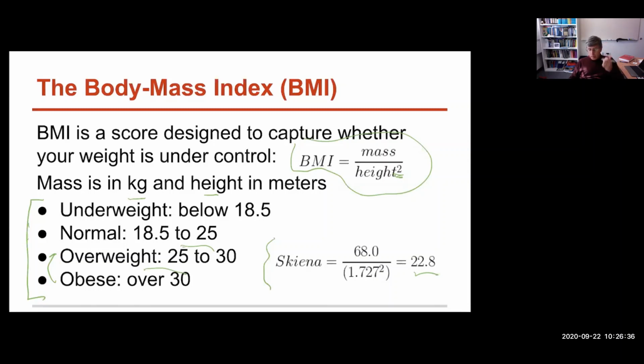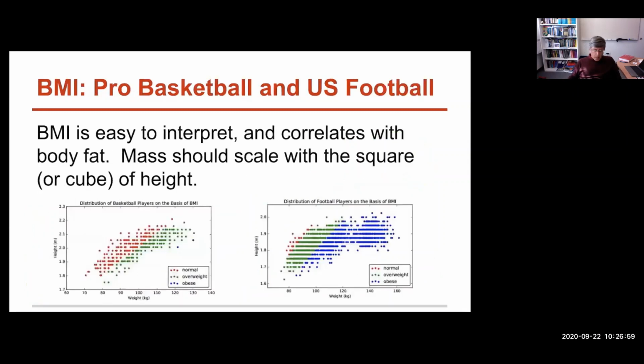Basically, this was an arbitrary decision, and you will hear various doctors and public health people say, no, BMI is not the right statistic. But what's good about it is it's simple to calculate. It has a meaning that people can keep in their heads, and it does interesting things.